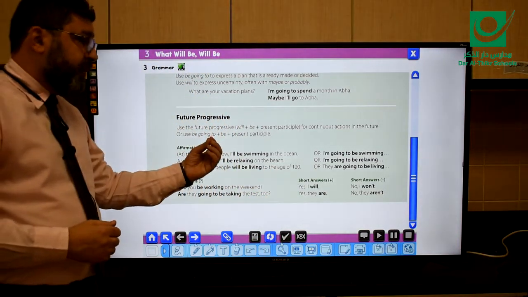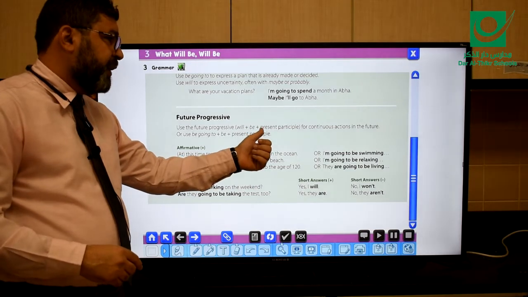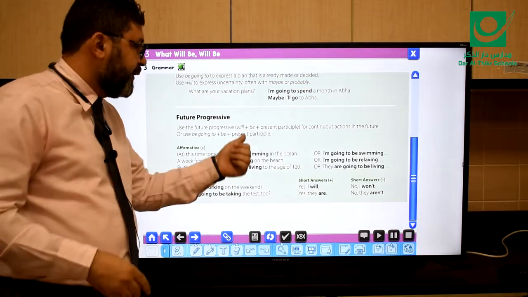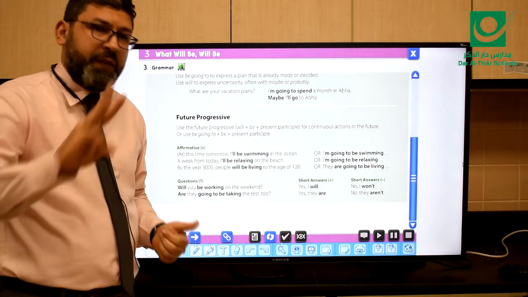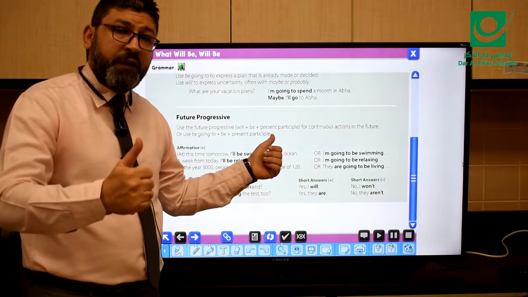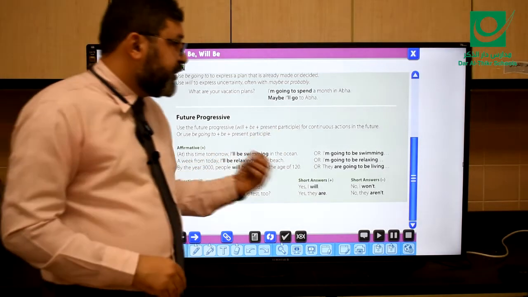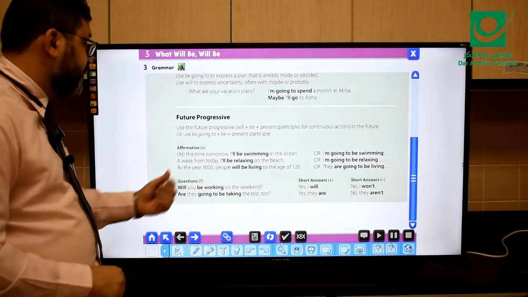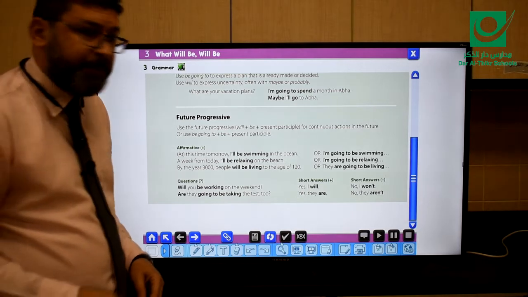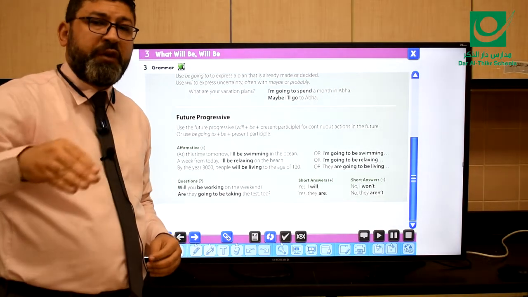Okay, let's have a look at these examples. We use the future progressive. Again, this is the form: will be plus the present participle. What is the present participle? This is the verb plus ing. What about the past participle? This is verb 3. Remember that we have a difference between the present participle, which is the verb plus ing, and the past participle, which is verb 3. For continuous actions in the future, we can also use be going to plus be plus the present participle, the same. Going to is the same as will: I will be eating, I'm going to be swimming, and so on.